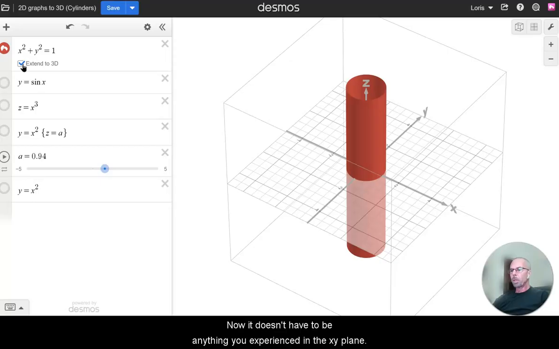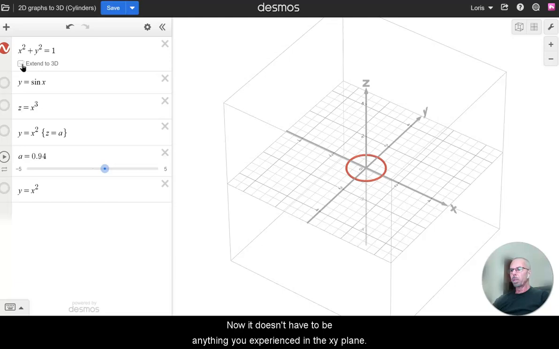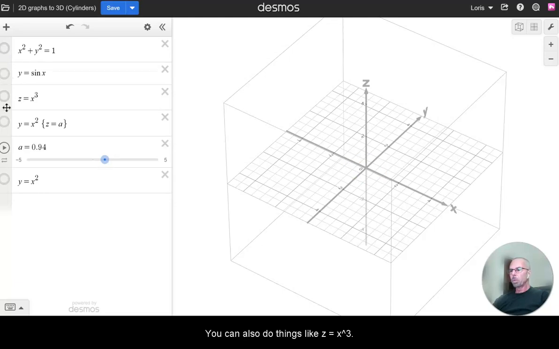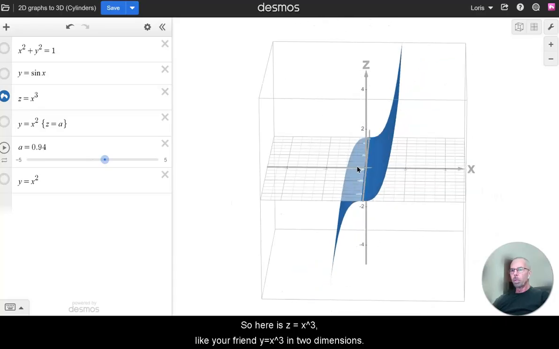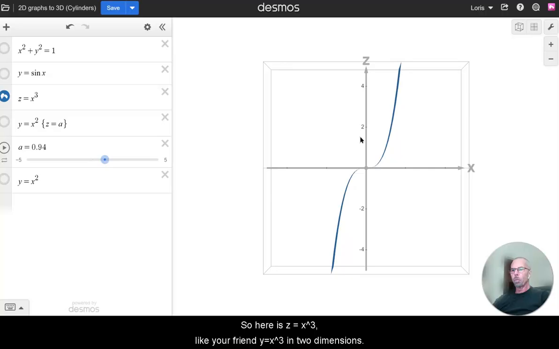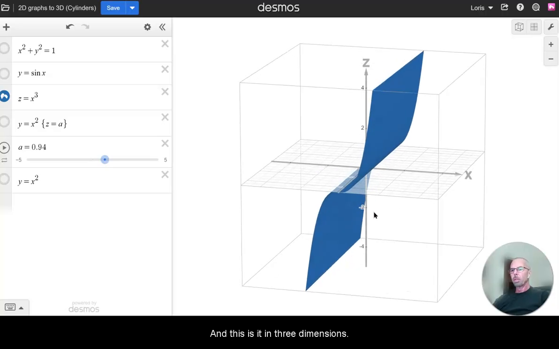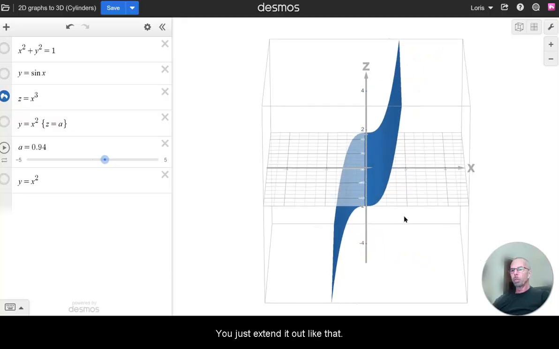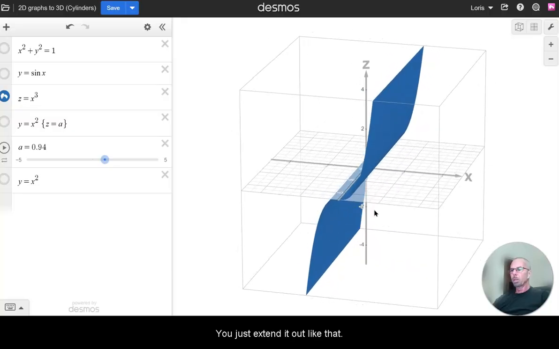Now, it doesn't have to be anything you experienced in the xy plane. You can also do things like z equals x cubed. So here is z equals x cubed, like your friend y equals x cubed, in 2 dimensions. And this is it in 3 dimensions. You just extend it out like that.